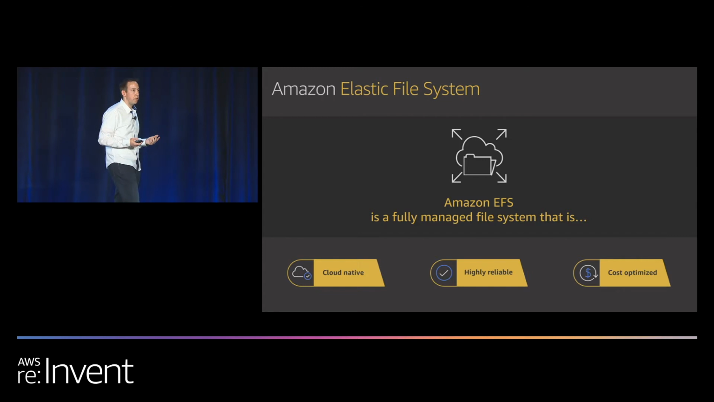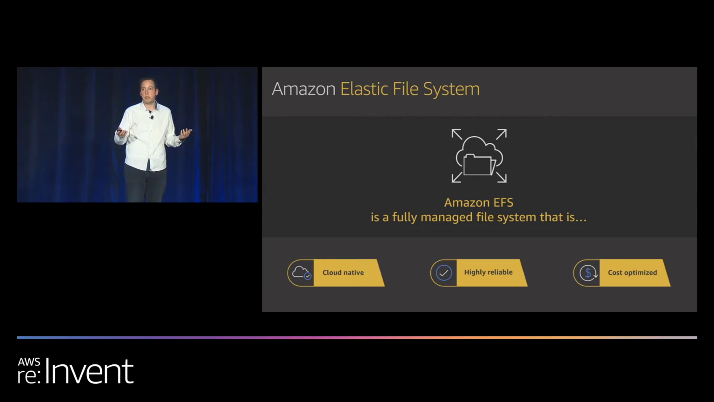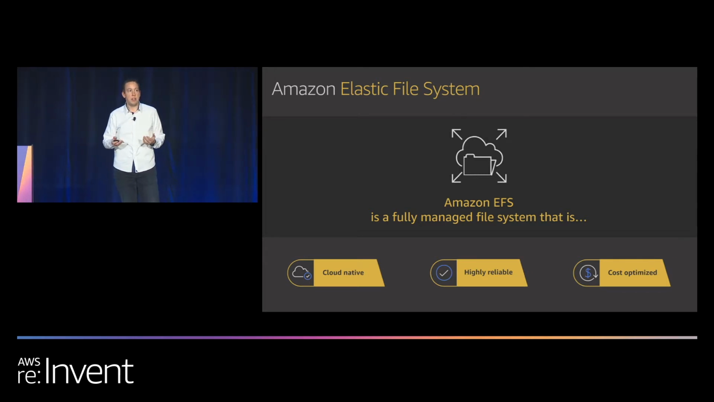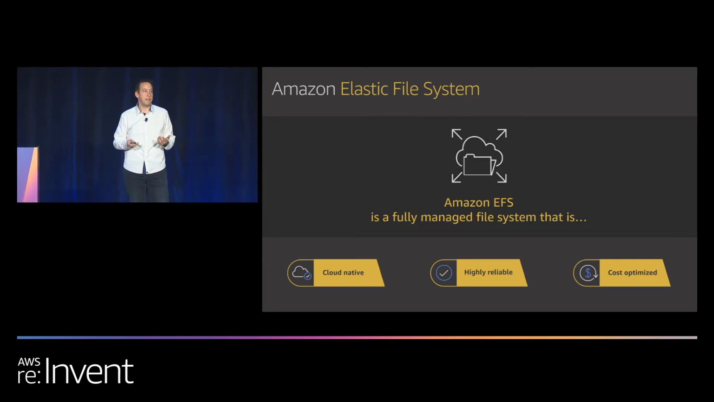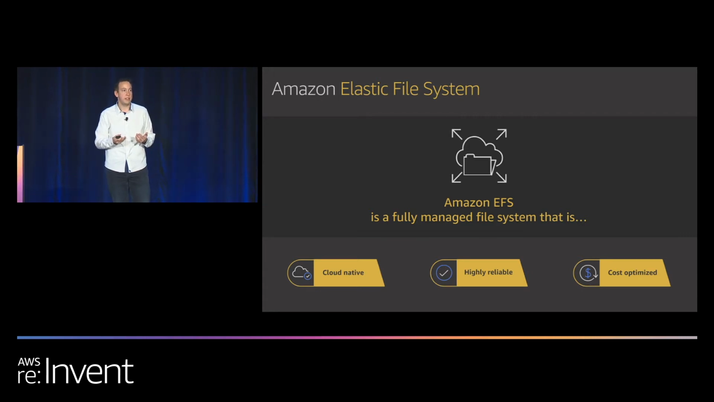It's highly reliable, so Amazon EFS is a regional service, which means all data is durably persisted across multiple availability zones. So Amazon EFS will be durable and available even if not all of those availability zones are. And it's cost optimized both because of the elasticity, so you pay nothing until you put data in, but also because of our EFS Infrequent Access tier, which uses lifecycle management to intelligently move data from EFS Standard into EFS Infrequent Access at a 92% lower cost.